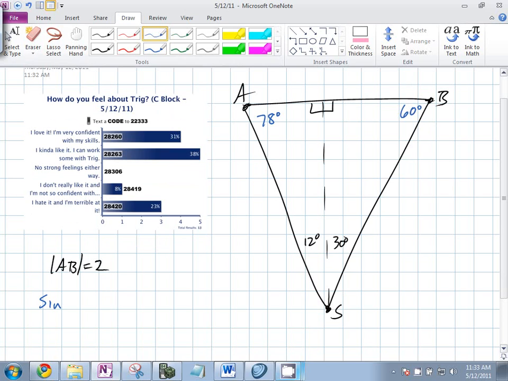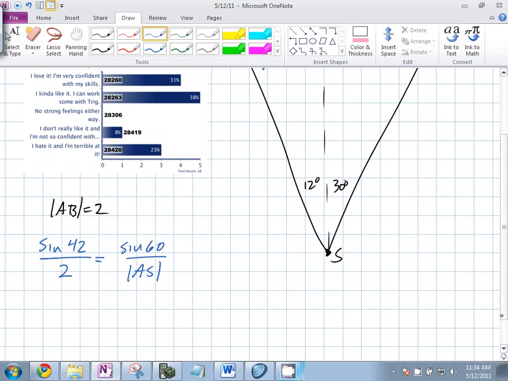So sine of 42, over is equal to? Over what? AS, yeah, X, right? And does anybody have AS to 3 decimal places like you're supposed to have it to? 2.588. How many people got that? Yeah, we agree. We got some popularity there.